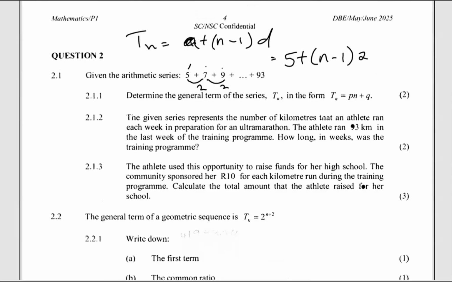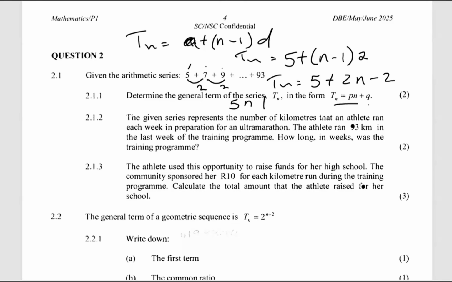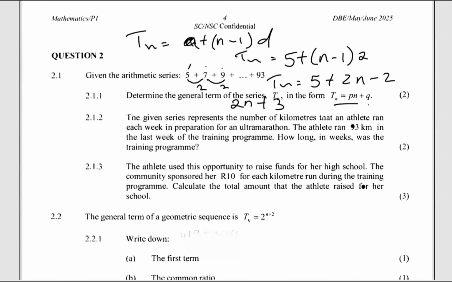Then we open this and simplify it because they want it in this format. So that's going to be 5 plus 2n minus 2. Is that correct? Yes. And then we simplify that, meaning that our Tn is 5n. How is it a 5n? It's a 2n, man. So 2n plus 3. Okay, so that is what the question is asking for.